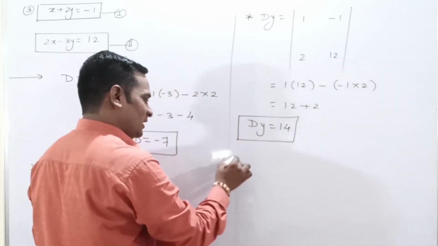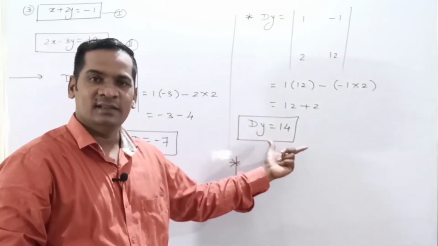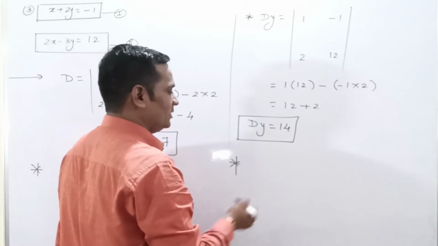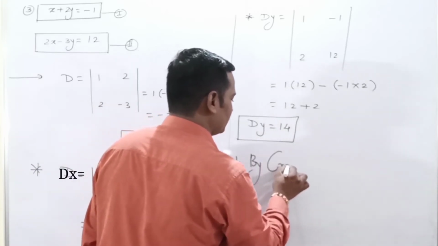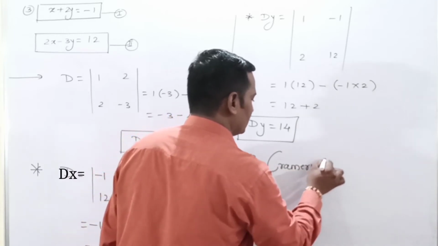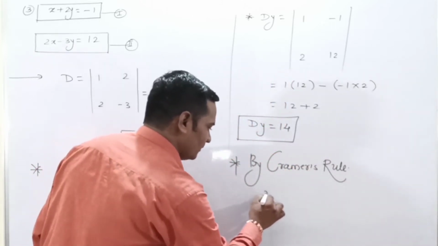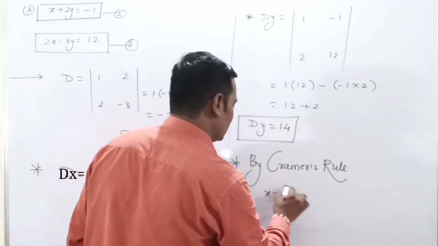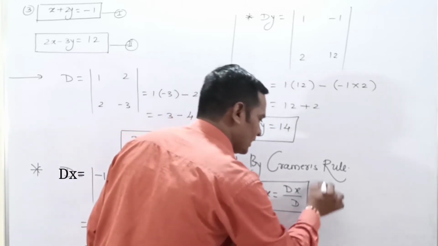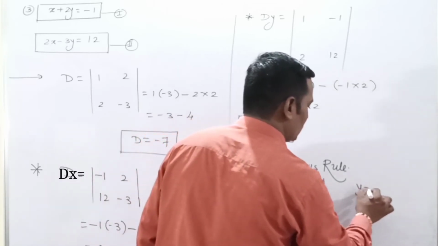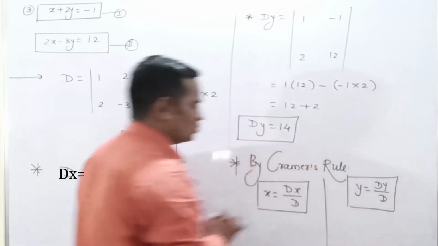Okay, so here we got those three values, D, then Dx and Dy. So let's put down those values by using Cramer's rule. So therefore again we can write here by Cramer's rule. Now what is that Cramer's rule? We know that x is equal to Dx upon D. Okay, this is for x, and y is equal to Dy upon D. Okay, here it is. So put down the values here.